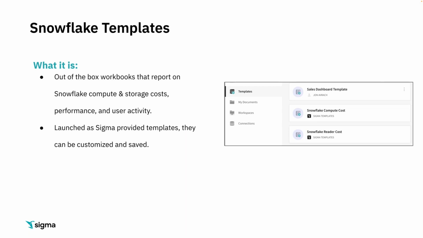So these are out-of-the-box workbooks that Sigma provides. We have people internally that are creating these, and they'll give you a lot of really useful information. This is specific to people that are using Snowflake as their backend, and it'll provide metrics like Snowflake compute costs, storage costs like credit consumption, Snowflake performance, and then user activity, top users, which users are doing the most things. And they're workbooks behind the scenes.